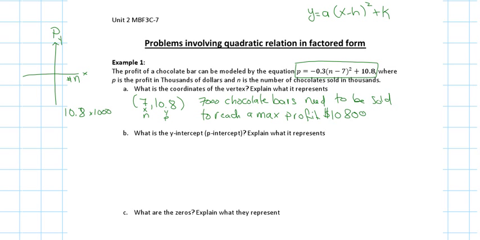So what's going to happen here is you're going to have something that looks like this. I don't know if it's exactly like this, but it's going to look like this. At 7,000, you're going to have a maximum profit of 10.8, or 10,800. That's the whole scenario here.